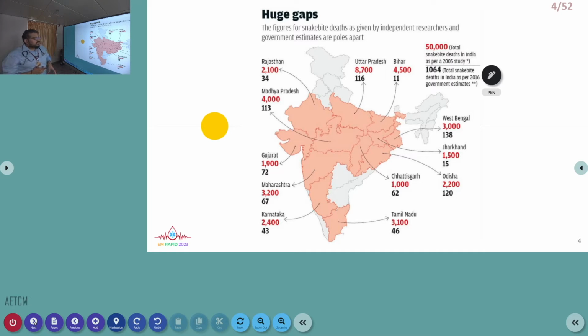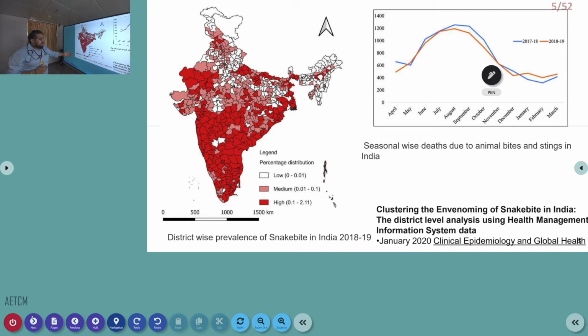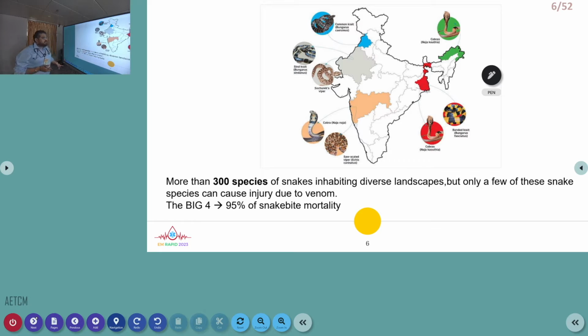When you look at the map, see the number of deaths happening due to snake bite in various parts of India. This is the representation of that, and again you can see the graphical representation. It's a district-wise prevalence of snake envenomation, and the common species that have been involved in these deaths.